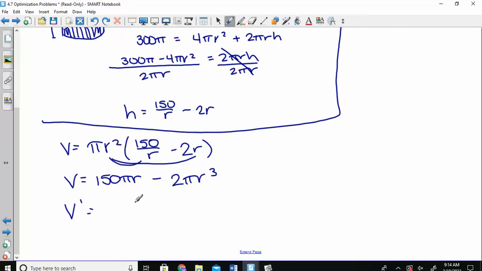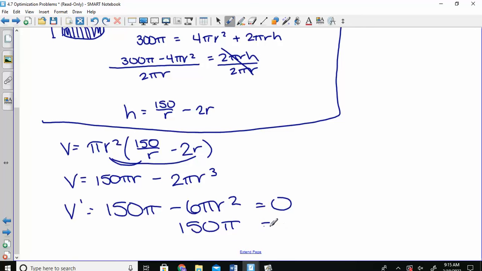Right, then what do we need to do? Pi is just like a coefficient, so the 150 pi is just my coefficient. Derivative of r is 1, so we get 150 pi minus 6 pi r squared. We know this should equal 0.